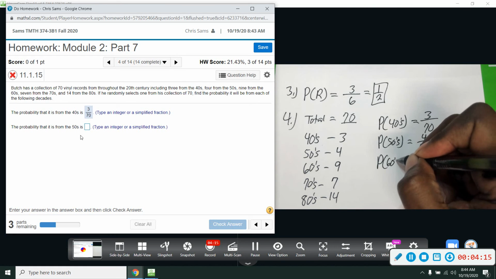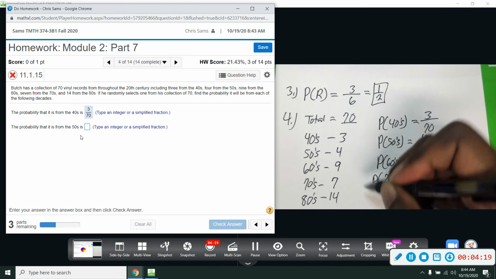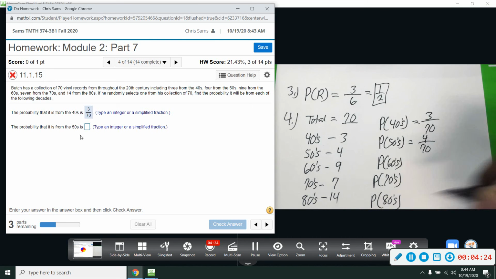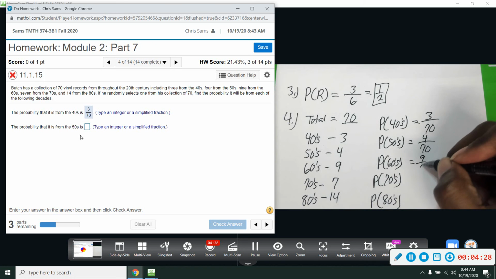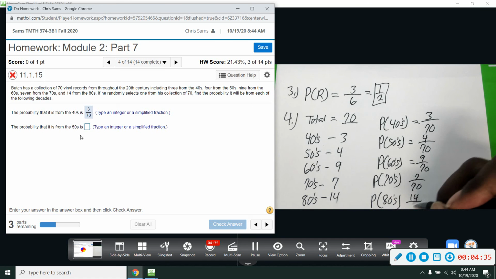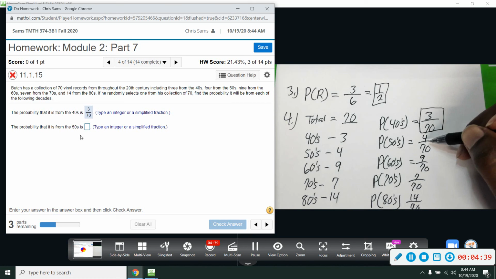60s will probably be next, 70s and 80s. Okay. 60s is 9 out of 70. 70s is 7 out of 70. 80s is 14 out of 70. All right. So this one will not reduce. This one, they're both even, so we can divide them both by 2, and we will get 2 out of 35.